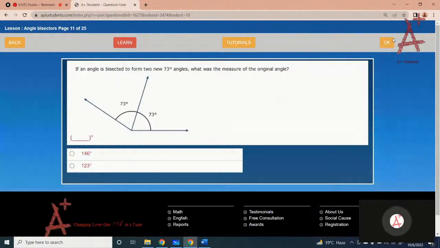If an angle is bisected to form two new 73-degree angles, what was the measure of the original angle? 73 times 2 is 146. That means originally the angle is 146.